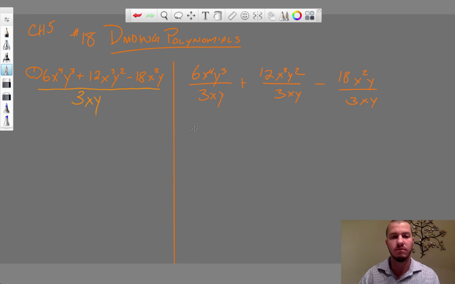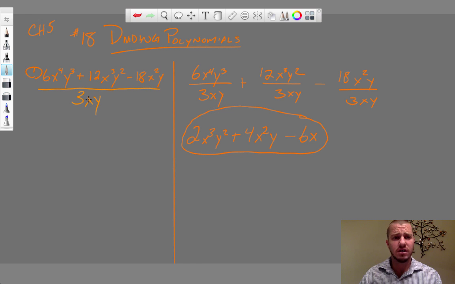So 6 divided by 3 becomes 2. Remember, you actually divide the coefficients. And what you do with the exponents is subtract, so that becomes x to the third, y to the second. This becomes plus 12 divided by 3 is 4. 3 minus 1 becomes 2. 2 minus 1 becomes y to the first. And then this is minus 18 divided by 3 is 6. X squared over x, 2 minus 1 is x to the first, and the y's cancel out. So all it is is simplifying, but it's each term.